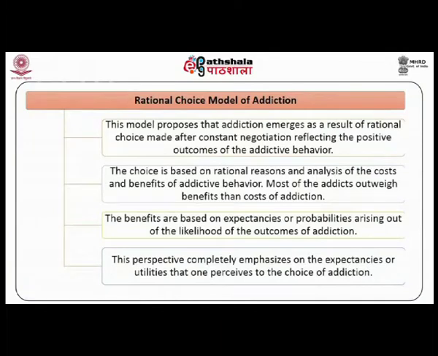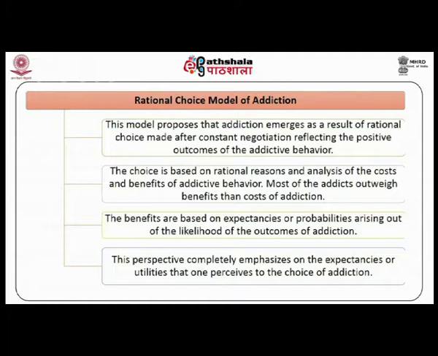The sixth model out here would be the rational choice model of addiction. This model proposes that addiction emerges as a result of rational choice made after constant negotiating, reflecting the positive outcomes of addictive behavior. The choice is based on rational reasons and analysis of the cost and benefits of addictive behavior. Most of the addicts outweigh the cost of addiction with benefits.